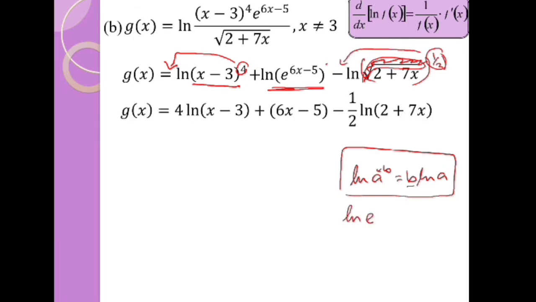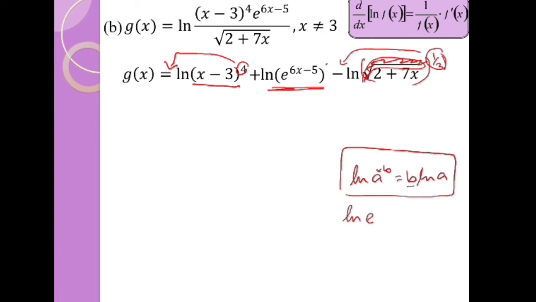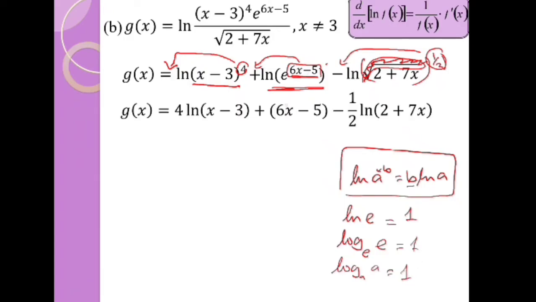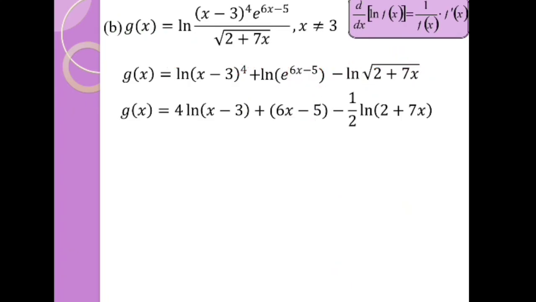Now here, the power of e is 6x plus 5. So that's the power that you can bring to the front of that log. And remember, natural logarithm of e is simply equal to 1. Why? Because natural log simply means log base e. Do you remember this law of logarithm, where log of e base e is equal to 1? Log of a base e is equal to 1. So after we simplify, we can bring 6x minus 5 to the front, and natural log of e is just 1.